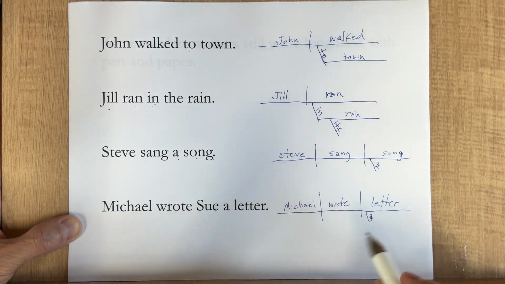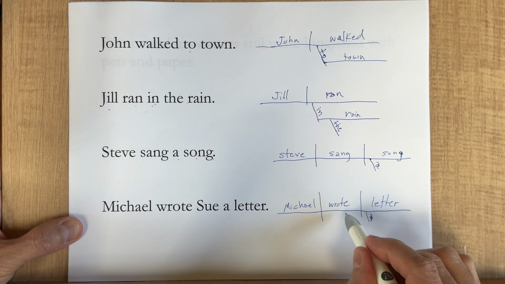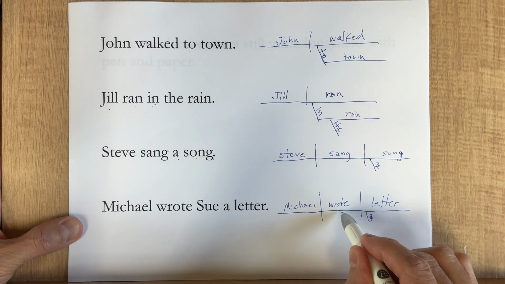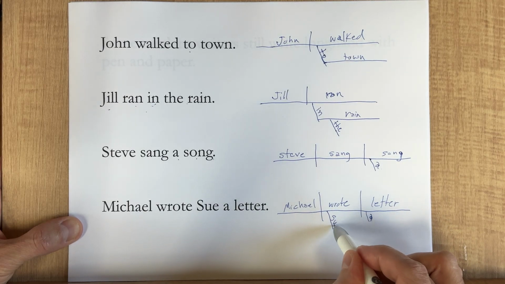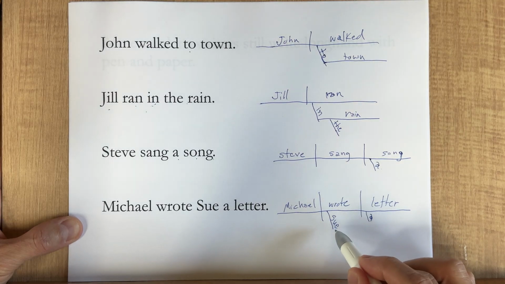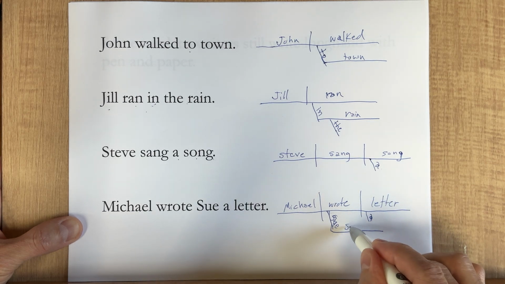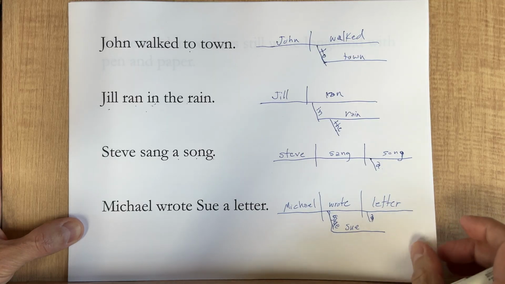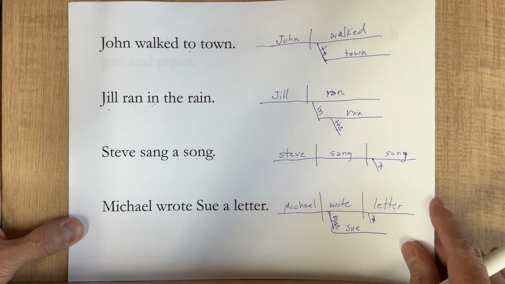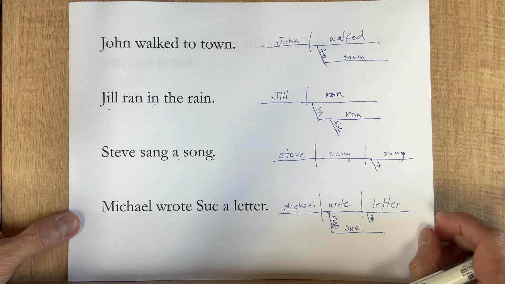And then wrote would go because the verb goes right here. So we would say Sue. Sue is the indirect object. Sue would go down here, just like that. All right, let's move on to our first three more complex sentences.